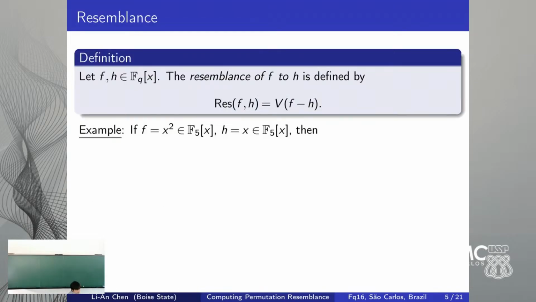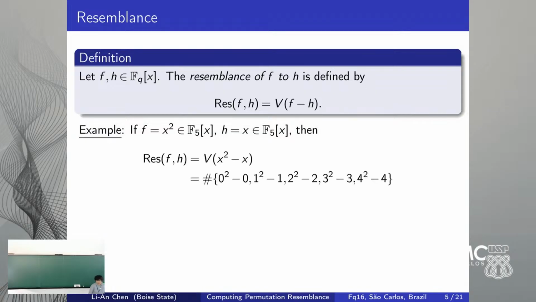So first, what is resemblance? I take two polynomials f and h. Then we say the resemblance of f to h is b of f minus h. So for example, if I look at f over F5 and you took x squared and x, then their resemblance is just b of x squared minus x. So you simply plug in all the values and see how many distinct values there are. In this case, there is 3. So their resemblance is 3.